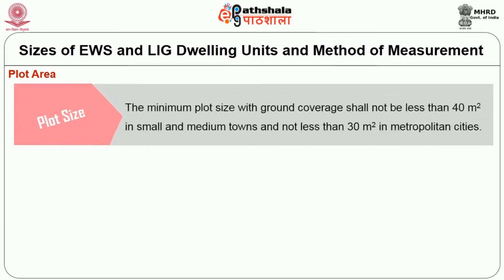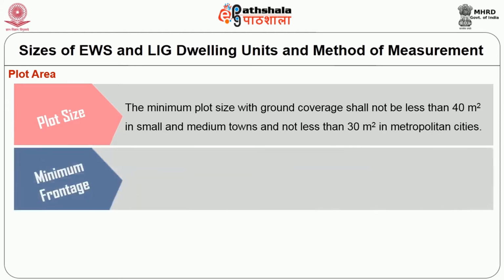Next is the plot area. Under that, it's the plot size. The maximum plot size with ground coverage shall not be less than 40 meters squared in small and medium towns and not less than 30 meters squared in metropolitan cities. Next is the minimum frontage. A minimum of 3.6 meter width should be given at the frontage.